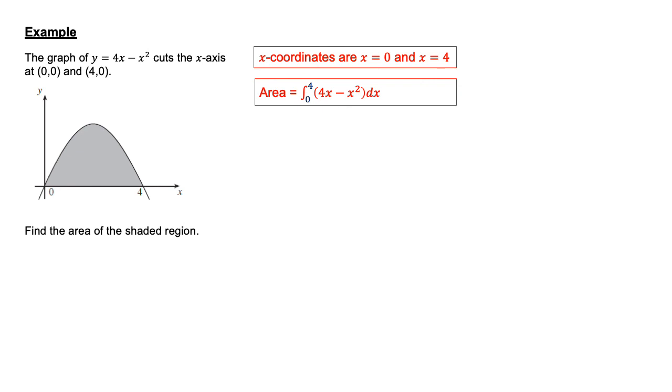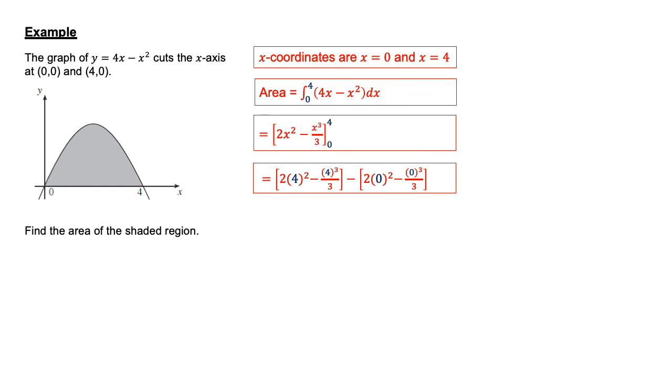So you can see there are the x coordinates in the integral sign. So now following what I've just said, we integrate the expression, so 4x becomes 2x squared minus, so x squared becomes x cubed over 3. And then what I've got to do is pass the 4 into that expression and then take away the 0 passed into the same expression. So there it is, that's the number part here. So we've got the 4 going in there, so we've got 2 lots of 4 squared minus 4 cubed over 3.